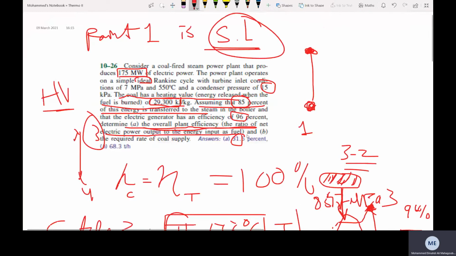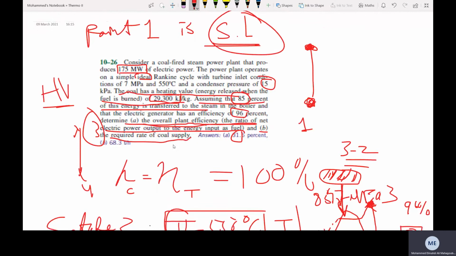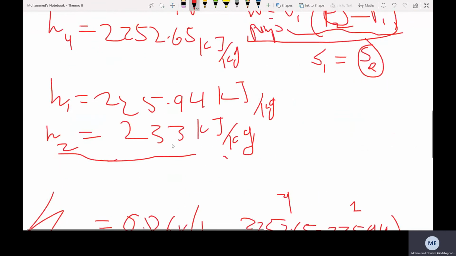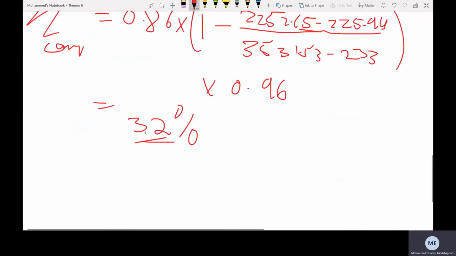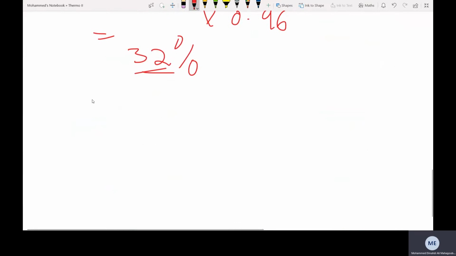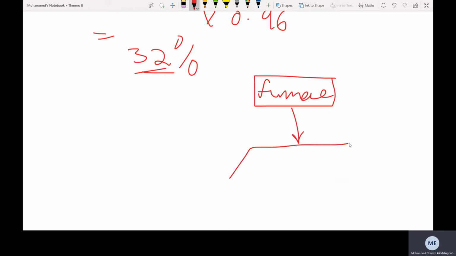What else do we have? What is the second part of the question? He wants me to calculate the required rate of coal supply. Now I don't need the tables for that. What is the required flow rate of the coal? So remember, this is the combustion. Let's say that the combustion happens in a furnace, and then we'll have some heat in to the cycle there.